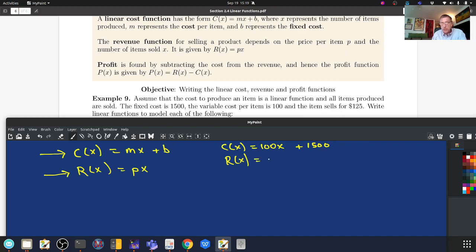So 125x. So let's compute P of x, profit, which is equal to my revenue minus my cost. Well, it's equal to 125x minus, in parentheses, 100x plus 1,500.